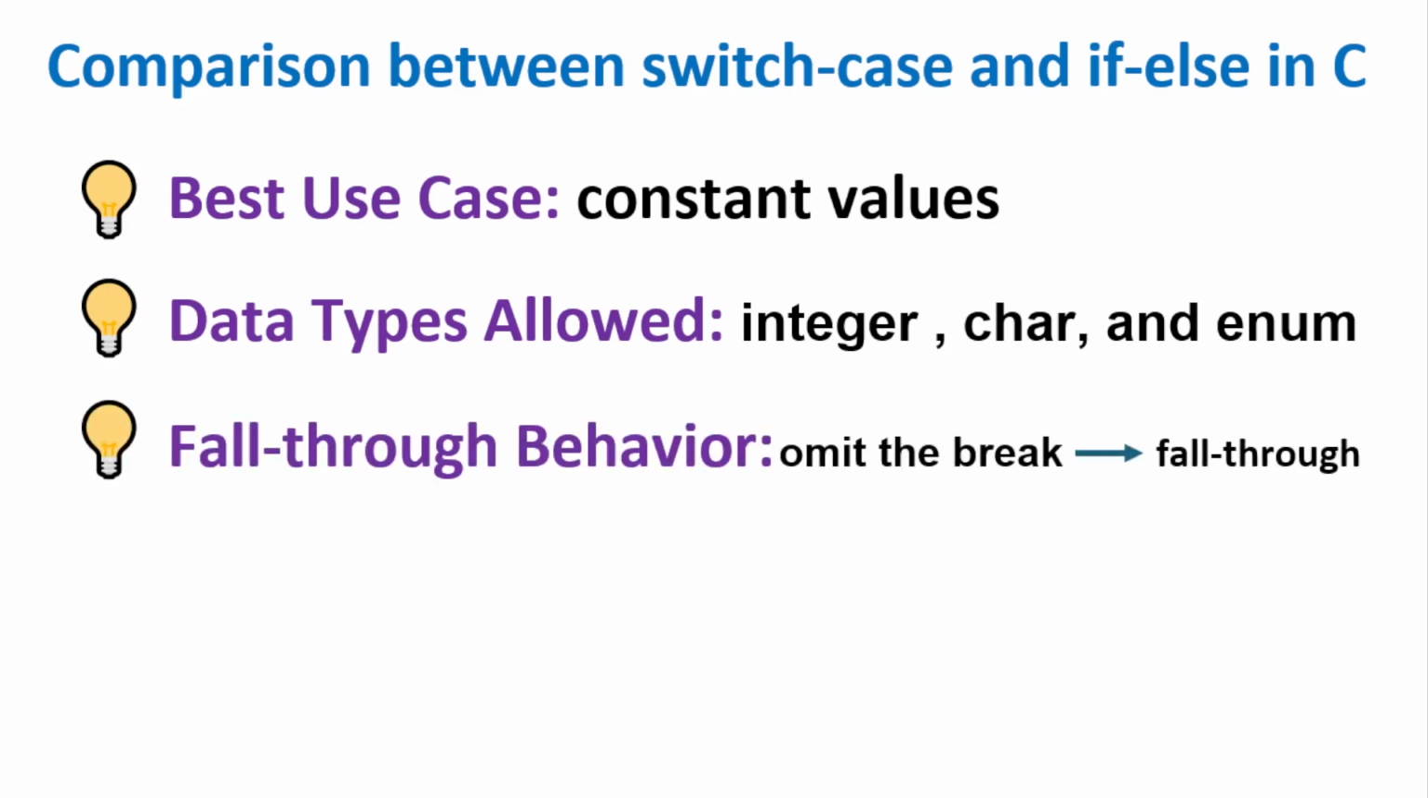Number 3, fall through behavior. In switch case, if you omit the break statement at the end of a case block, the program will continue executing the next case, a behavior known as fall through. With if-else, only one block will execute, the first one whose condition evaluates to true. There is no fall through.